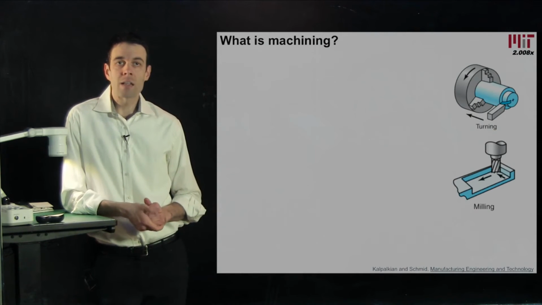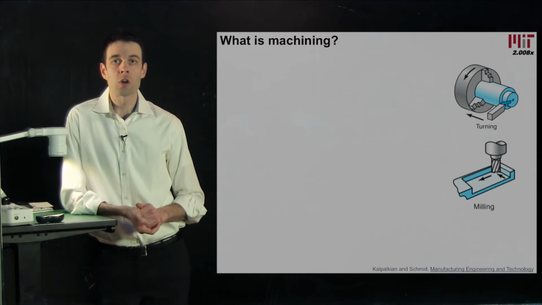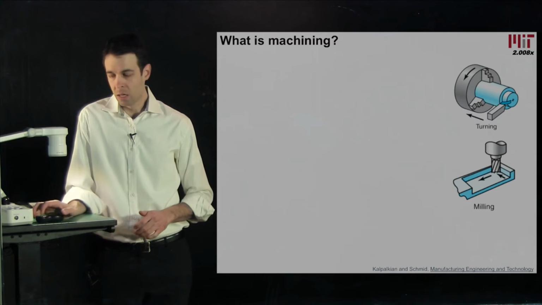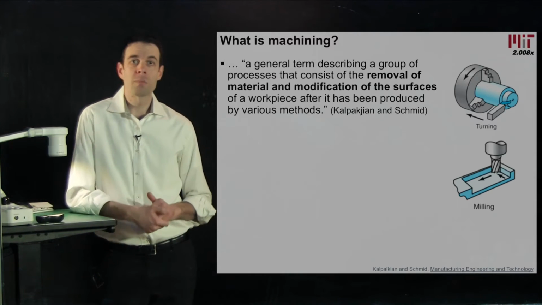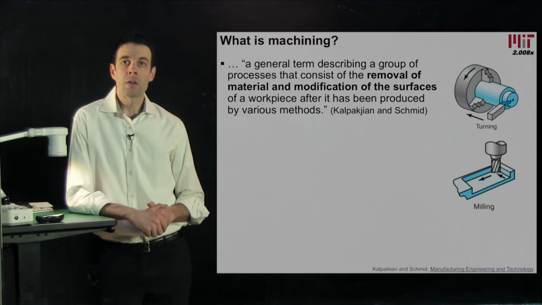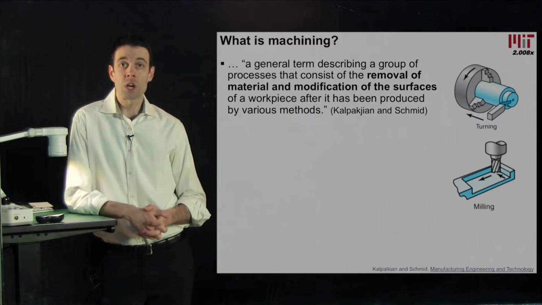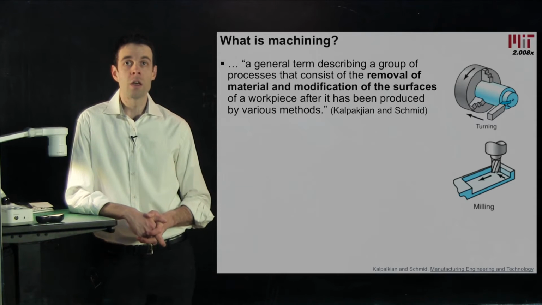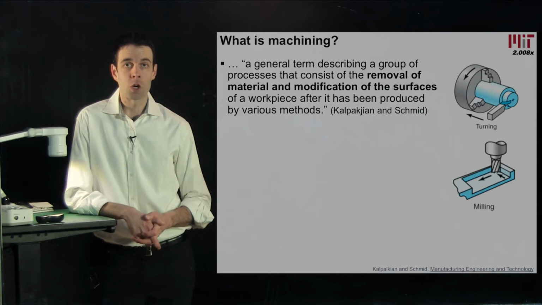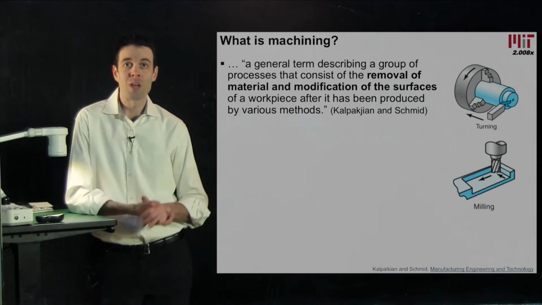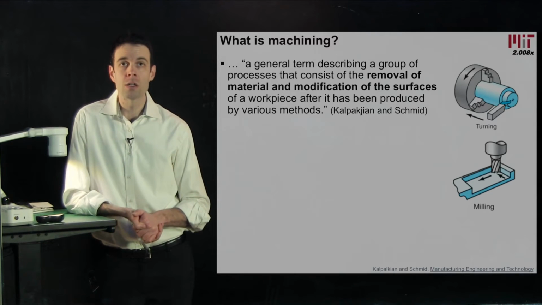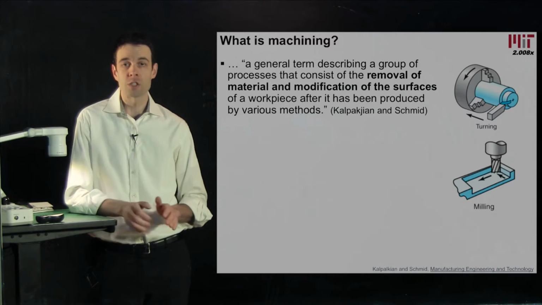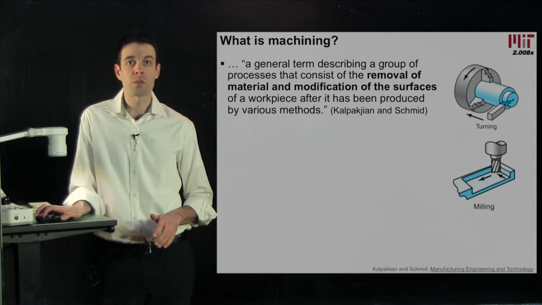So what exactly is machining? We're familiar already with turning and milling as the two most common machining processes. And if you open up our favorite textbook by Kalpakjian and Schmid, you can read they define machining as a general term describing a group of processes that consist of the removal of material and modification of the surfaces of a workpiece. Now, what does that really tell us? Not much. It's a really general definition, but it does say that machining is removal of material and modification of surfaces, which we can't argue with.